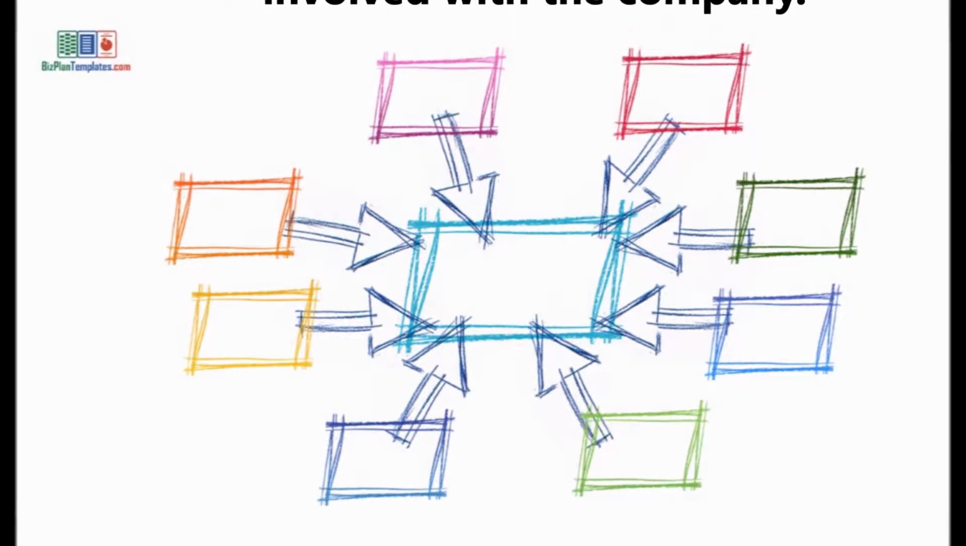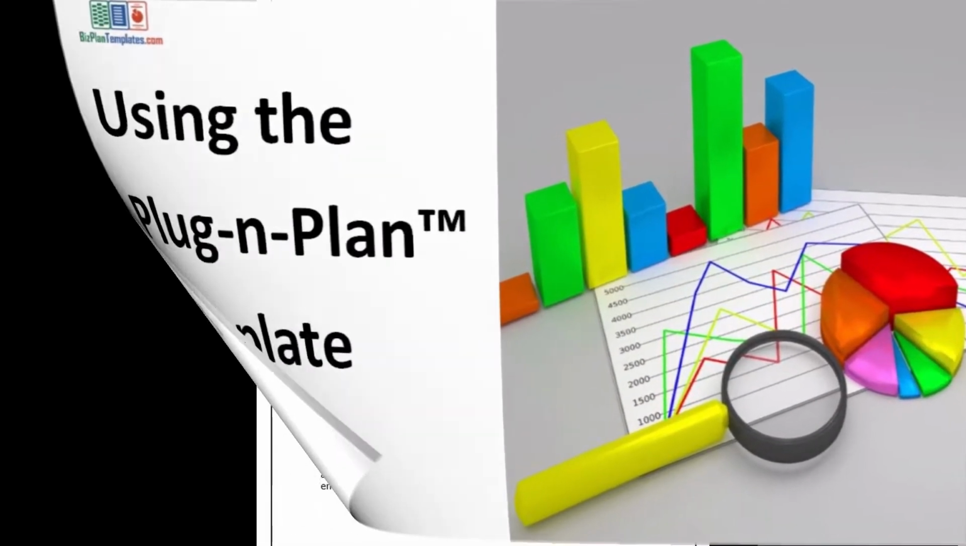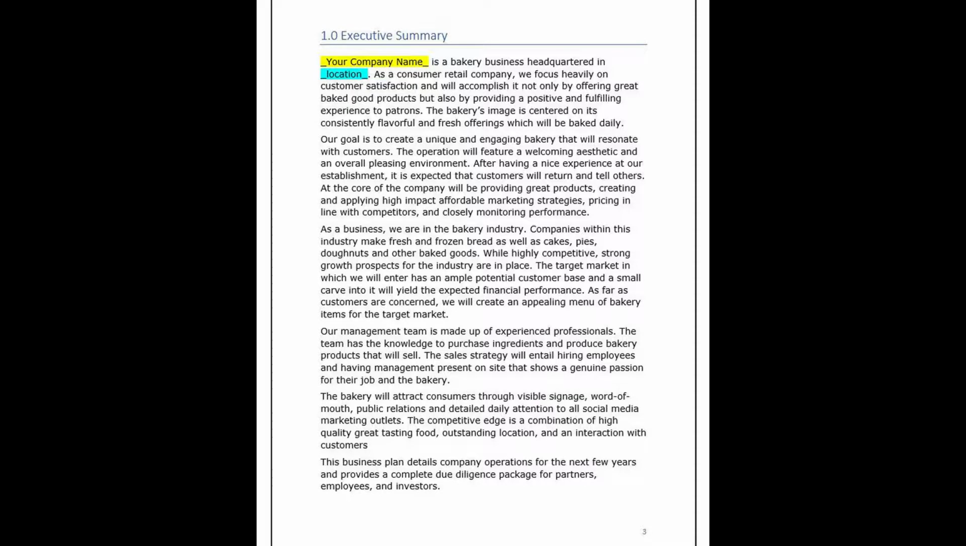Using the plug-and-plan template to write an executive summary for a company can be done by simply finding the yellow highlighted space on the page and entering your company name. There is also a blue highlighted space where you can type in the location on where the company will be providing services and/or operating from.